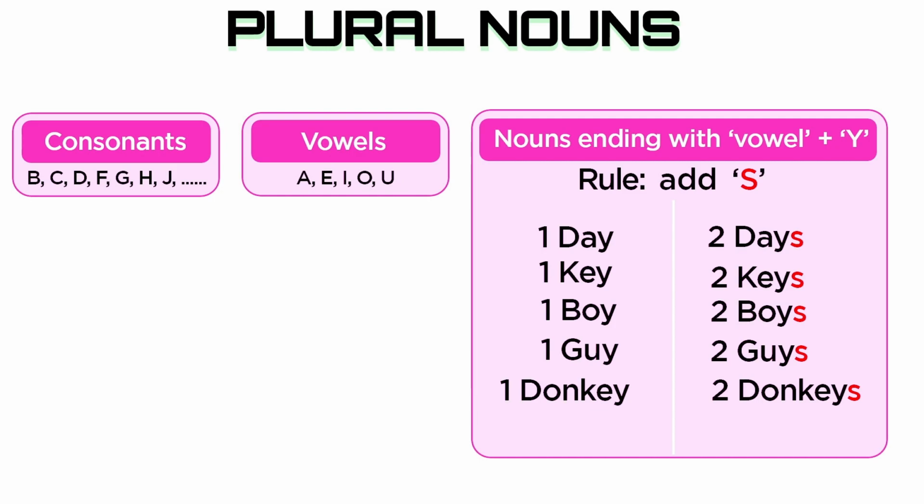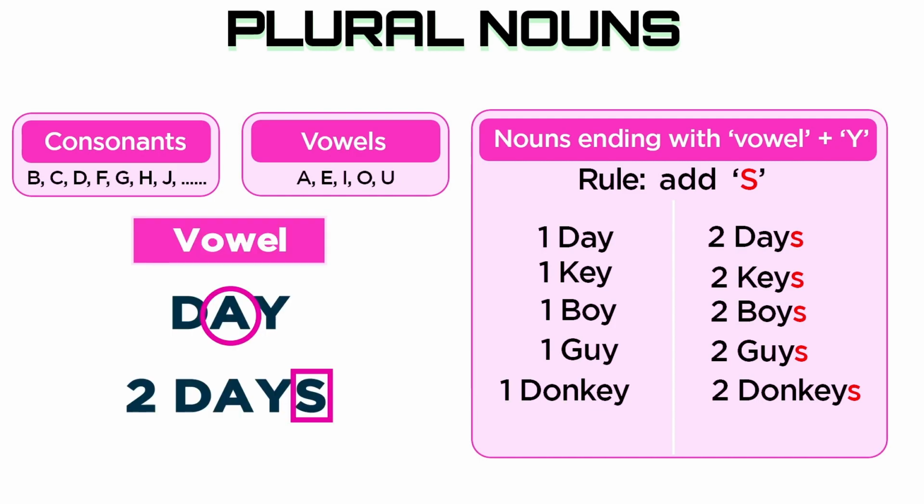A, E, I, O, U. These are vowels. B, C, D, F, G, H, J, etc. These are consonants. When a noun ends in a vowel plus y, we add an s to the end of the noun to make it plural. For example, day ends in a vowel, the letter a, plus the letter y. So, the plural of day is days. We just put an s at the end, one day and 2 days.